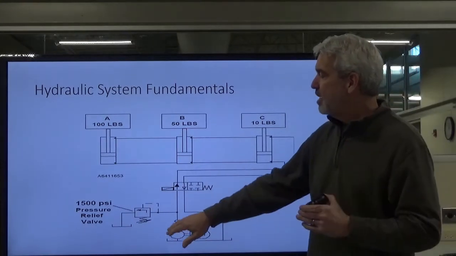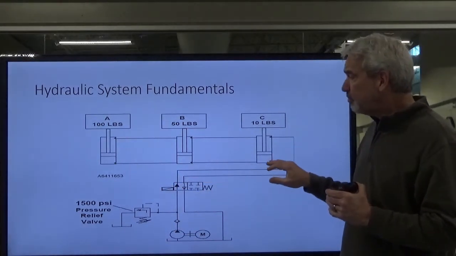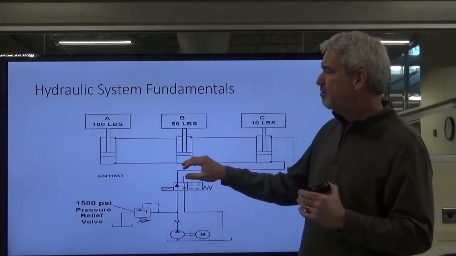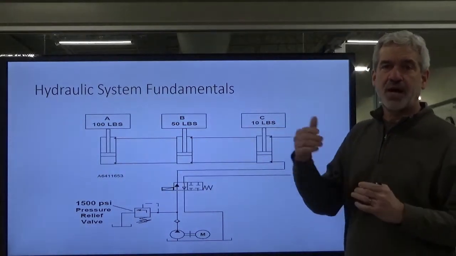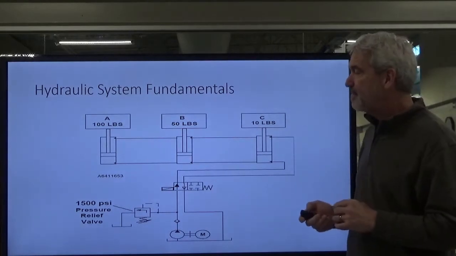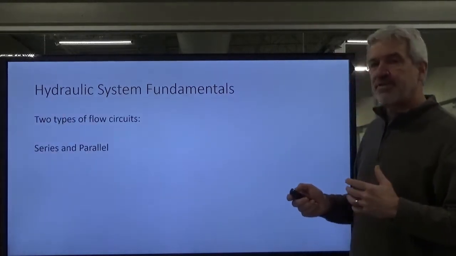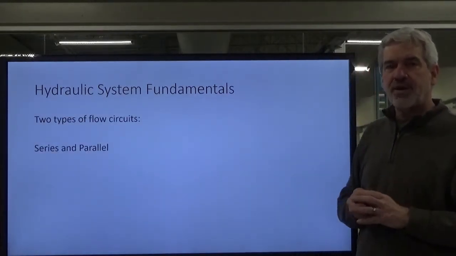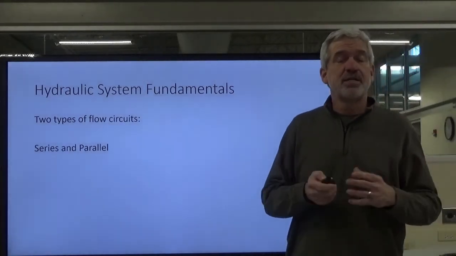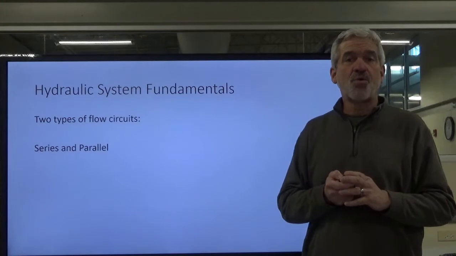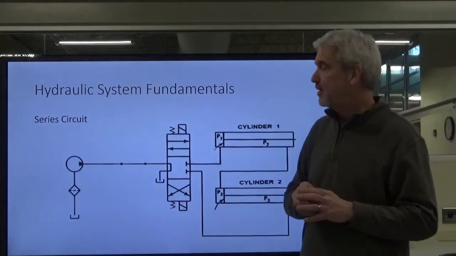But my point is that we've got the flow going from our path of least resistance, or our highest pressure, to our lowest. Okay, I got a couple of different types of circuits that this hydraulics flow can go through, and they're much like electricity. They can go through series or parallel circuits. Let's take a look at them, okay?